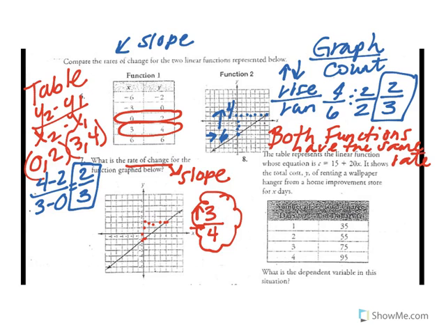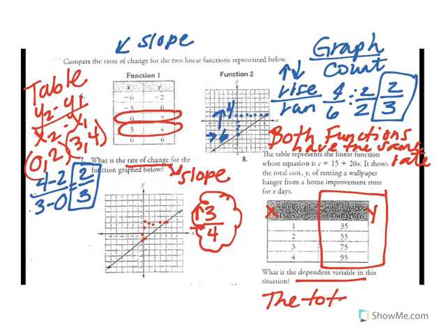For number 8, it says the table represents the linear function whose equation is c equals 15 plus 20x. It shows the total cost y, this is your x and y in the table, of renting a wallpaper hanger from a home improvement store for x days. What is the dependent variable in this situation? Dependent variable is always what y is. So the dependent variable would be the total cost.